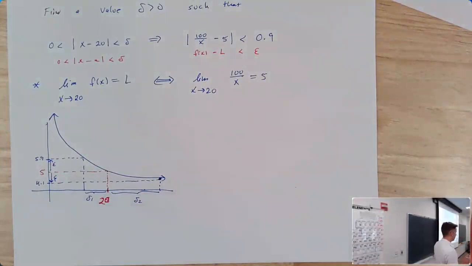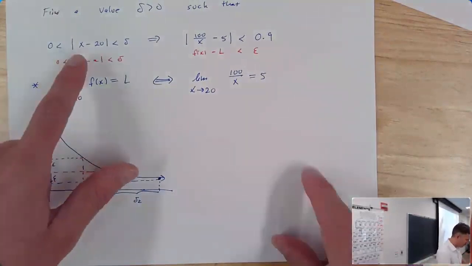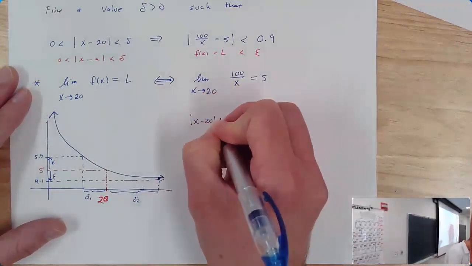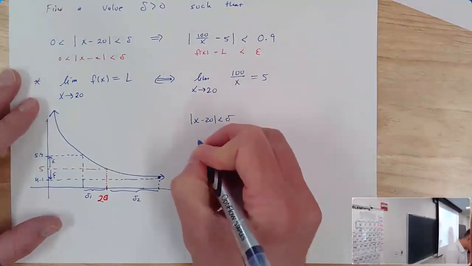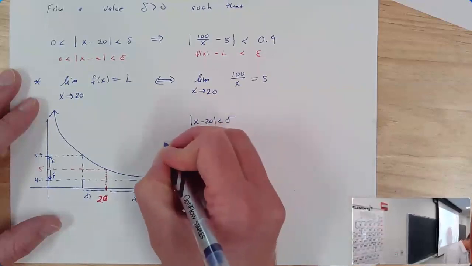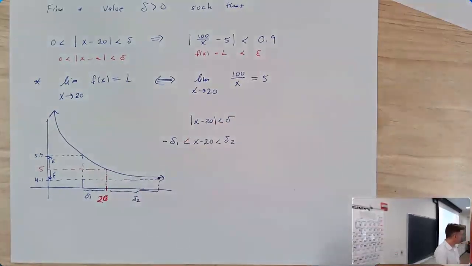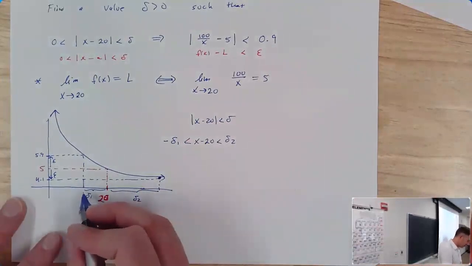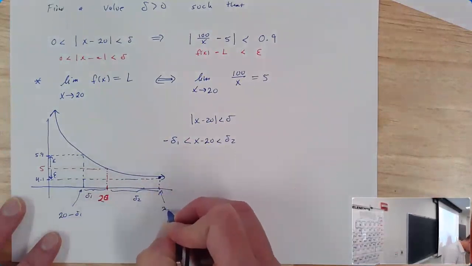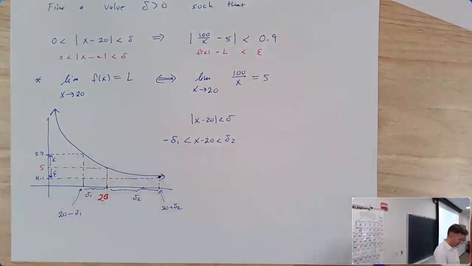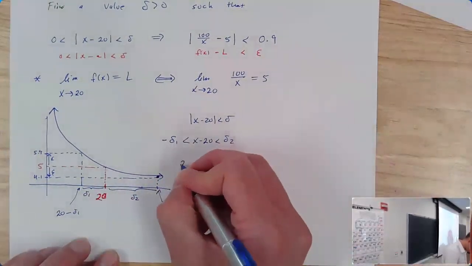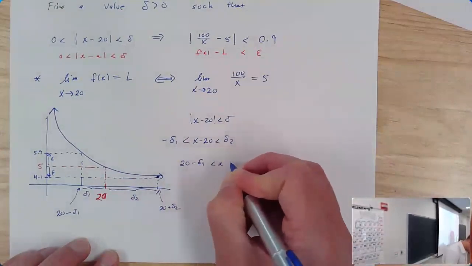I'm still going to do the same sort of work I would have done before, though. So I'm going to start off with both inequalities. I'm going to start with the absolute value of x minus 20 less than delta, which quickly leads to x minus 20 between negative delta 1 on the left and delta 2 on the right. Because this is 20 minus delta 1 and this is 20 plus delta 2. You could even just look at the graph to get there. Adding 20, I get 20 minus delta 1 is less than x, which is less than 20 plus delta 2.